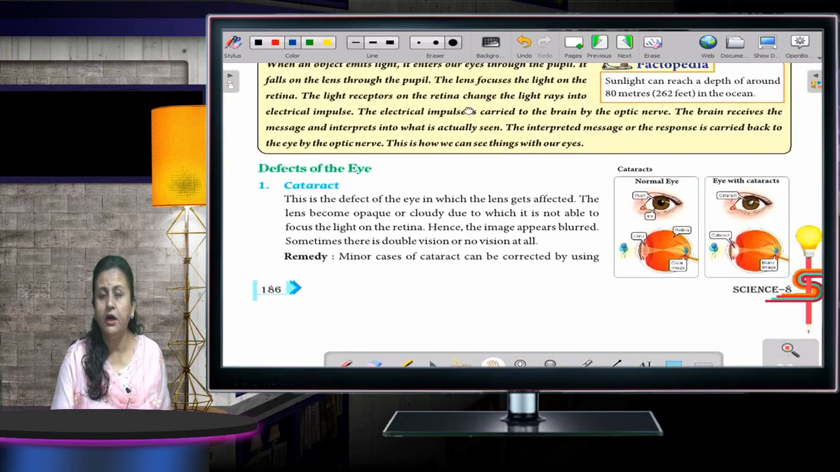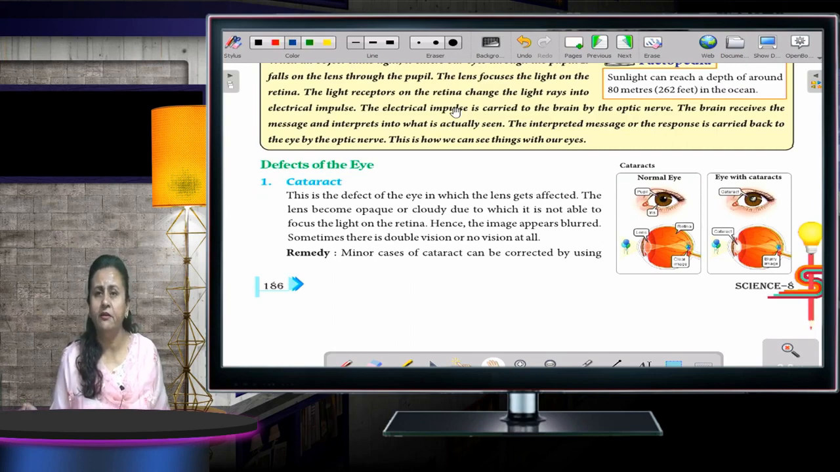Now, we are able to see with our eyes. But on seeing and seeing, with age or some other problem, we get some problems in the eye also. So what are the defects of the eye? What defects can we have in the long run or maybe in the short run also?